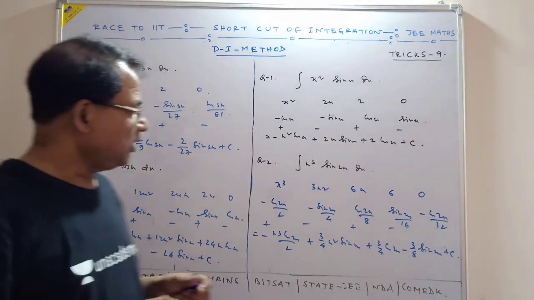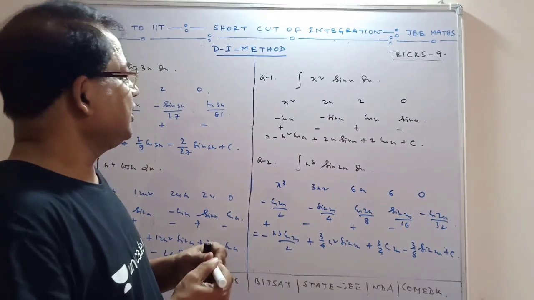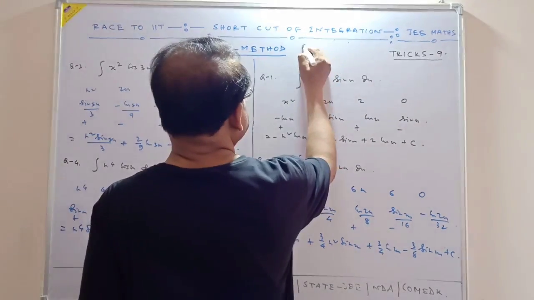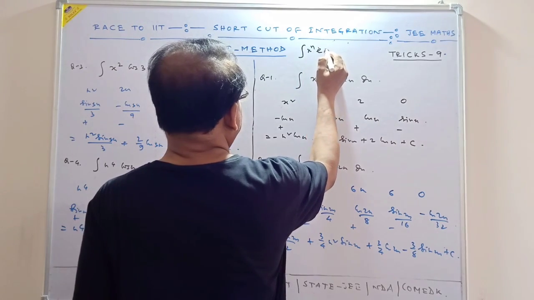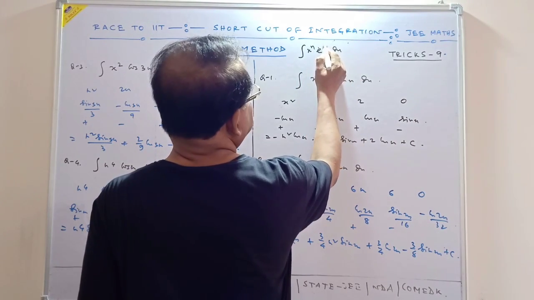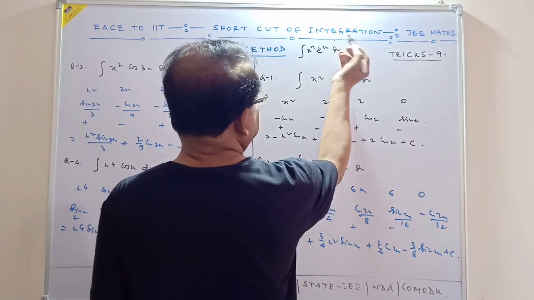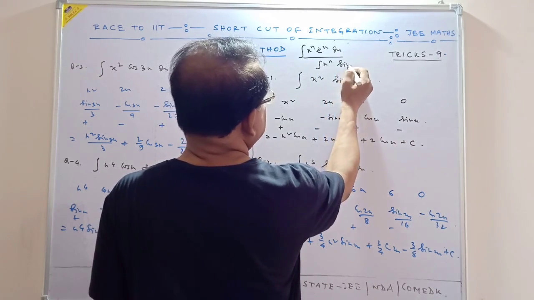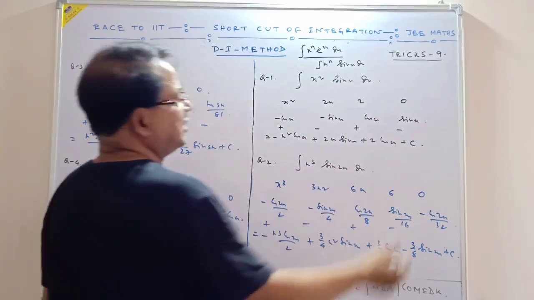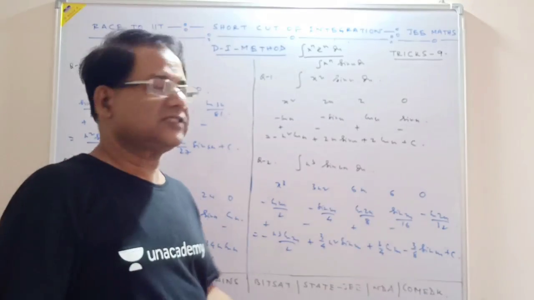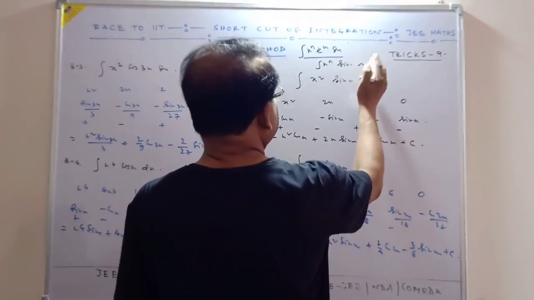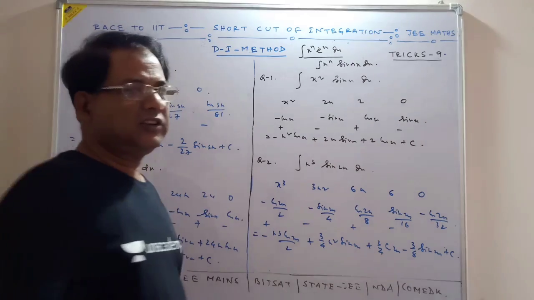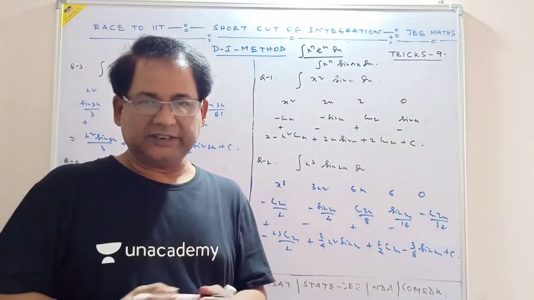So my dear friends, whenever you get such type of integral, the DI method is applicable only when it looks like x to the power n times e to the power x dx, x to the power n times sin x dx, or x to the power n times cos x dx. It is applicable for these, and not for anything else. So that is the DI method.